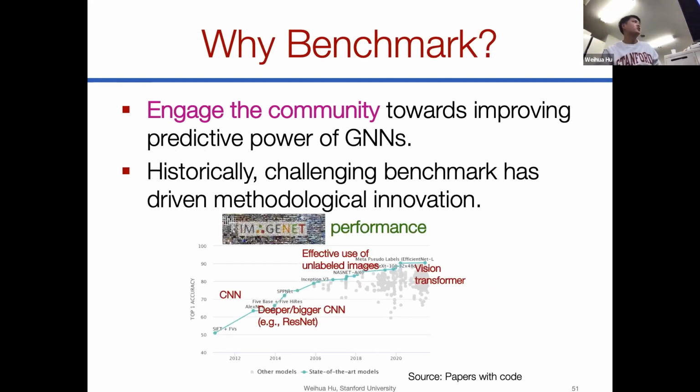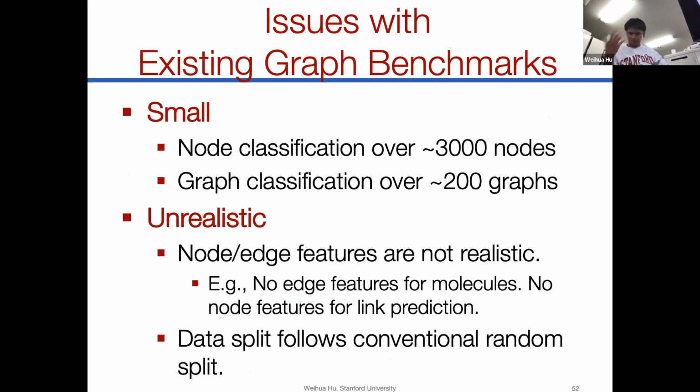Historically, challenging benchmarks have really driven methodological innovations, like ImageNet. The performance on ImageNet has improved dramatically over time, and we see a lot of interesting methods like CNN, deeper CNN, and the vision transformer. A variety of methods have been developed to improve the performance. So I think having a common benchmark in the graph neural network domain can also help us achieve a similar thing.